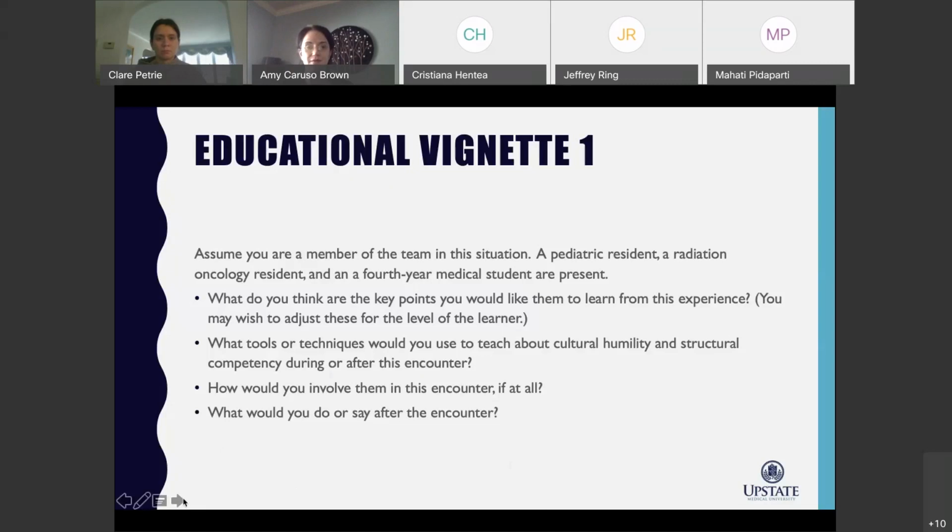Yeah, I agree. I think it's a tough one. You want to respect the family's emotional journey, especially in conversations that can lead to a significant change in their therapy. But at the same time, you want to give your learners the opportunity to model or take a certain number of lessons from these interactions. So I don't know if I have a good way through this.